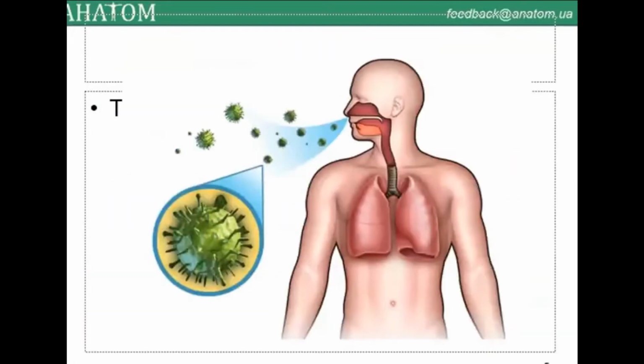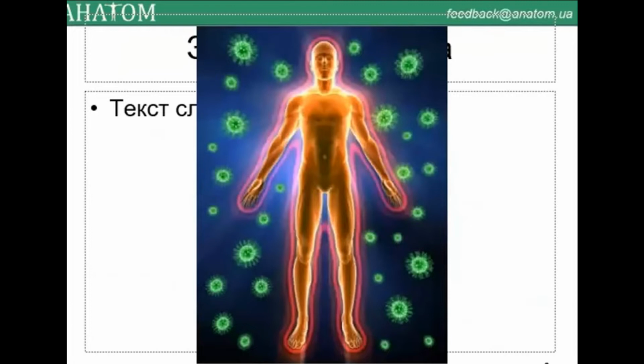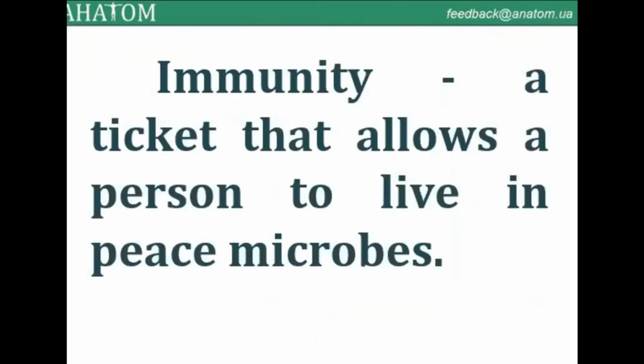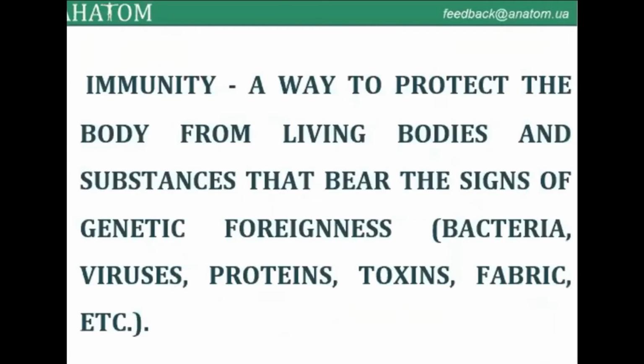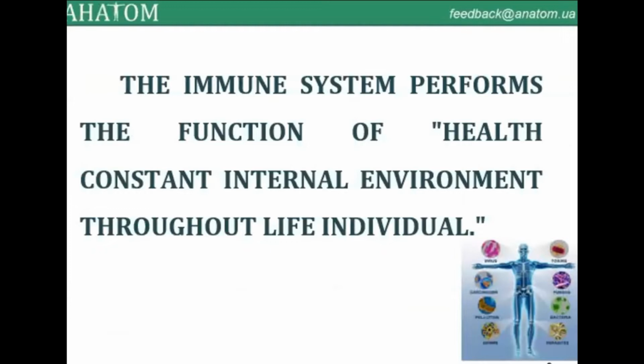It's not only when we breathe in, and it's all substances in the organism. Immunity. What is it? It's a ticket that allows a person to live in peace with microbes, and immunity is a way to protect the body from living bodies and substances that bear the signs of genetic foreignness: bacteria, viruses, proteins, toxins, and so on. The immune system maintains health and a constant internal environment throughout life, individually.